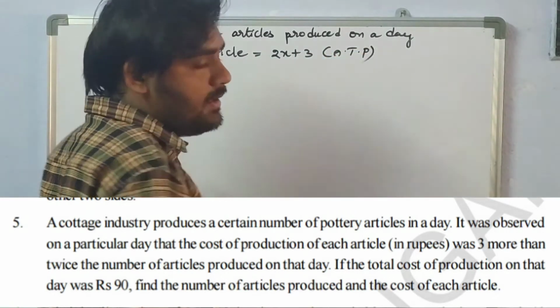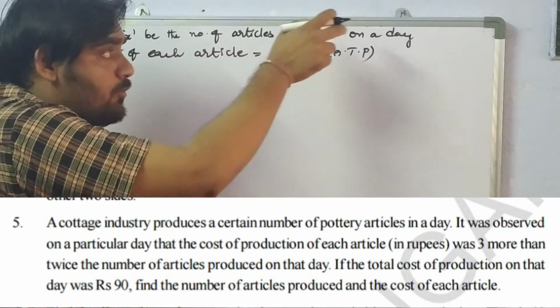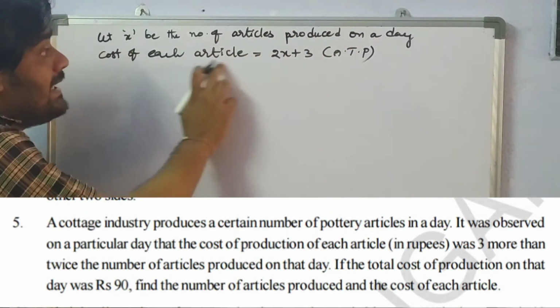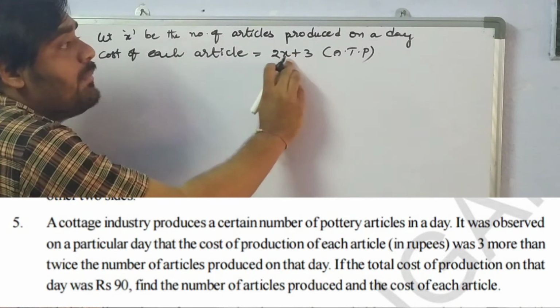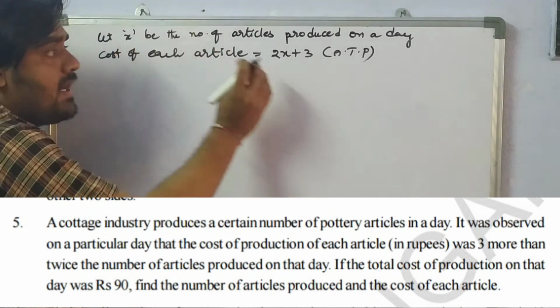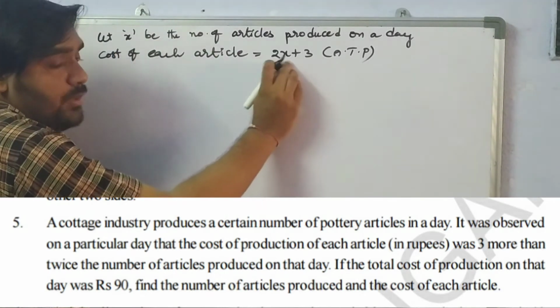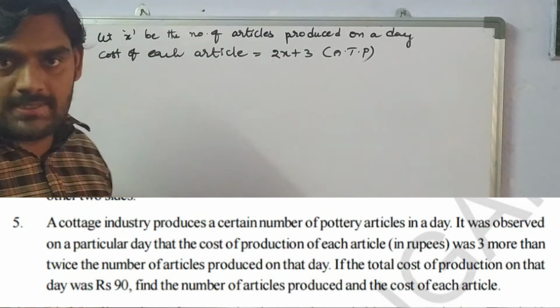How could I write this one? According to the problem, if x number of articles are produced in a day, the cost of each article is 3 more than twice the number of articles. Here the number of articles is x, twice the number of articles means 2x, 3 more than, so that only 2x plus 3 we need to write.